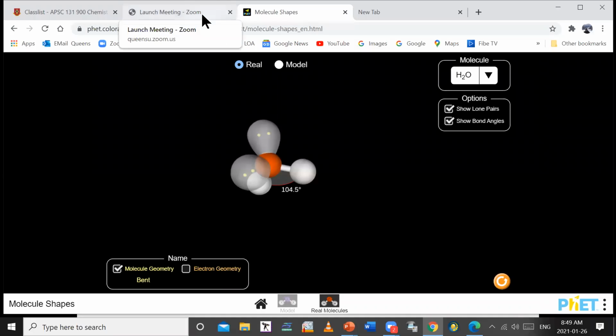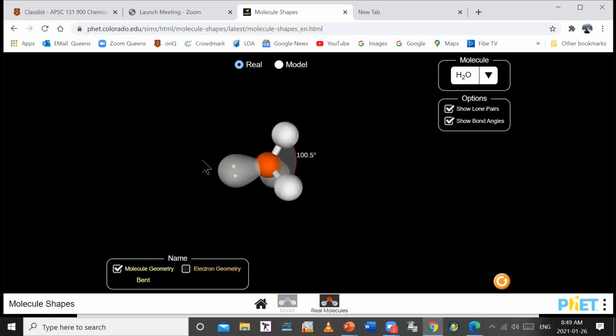If you go to any search engine and type in PhET for the University of Colorado, you'll get these simulations, which are just wonderful to use. I love using them. You can play around with them. This one's called Molecular Shapes. You'll see there's a whole bunch of them for physics and chemistry and math. You'll find them useful for many courses to visualize.